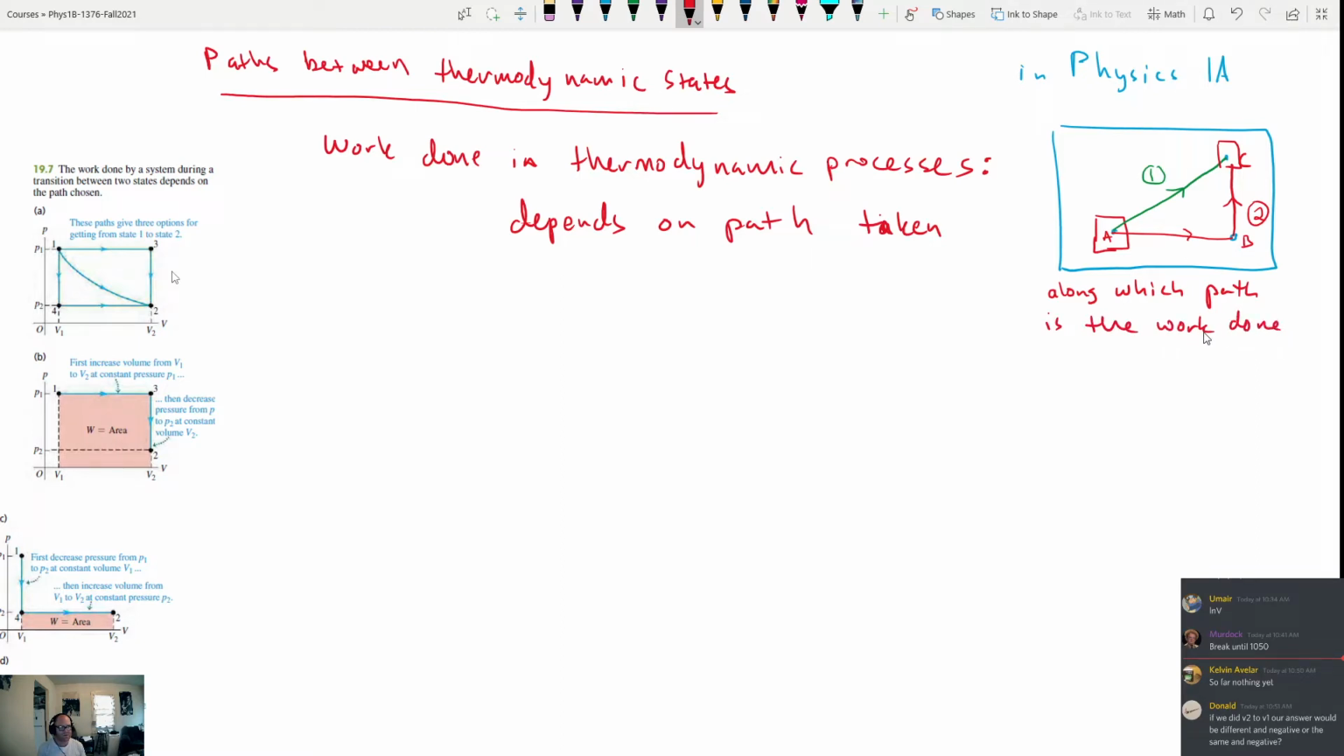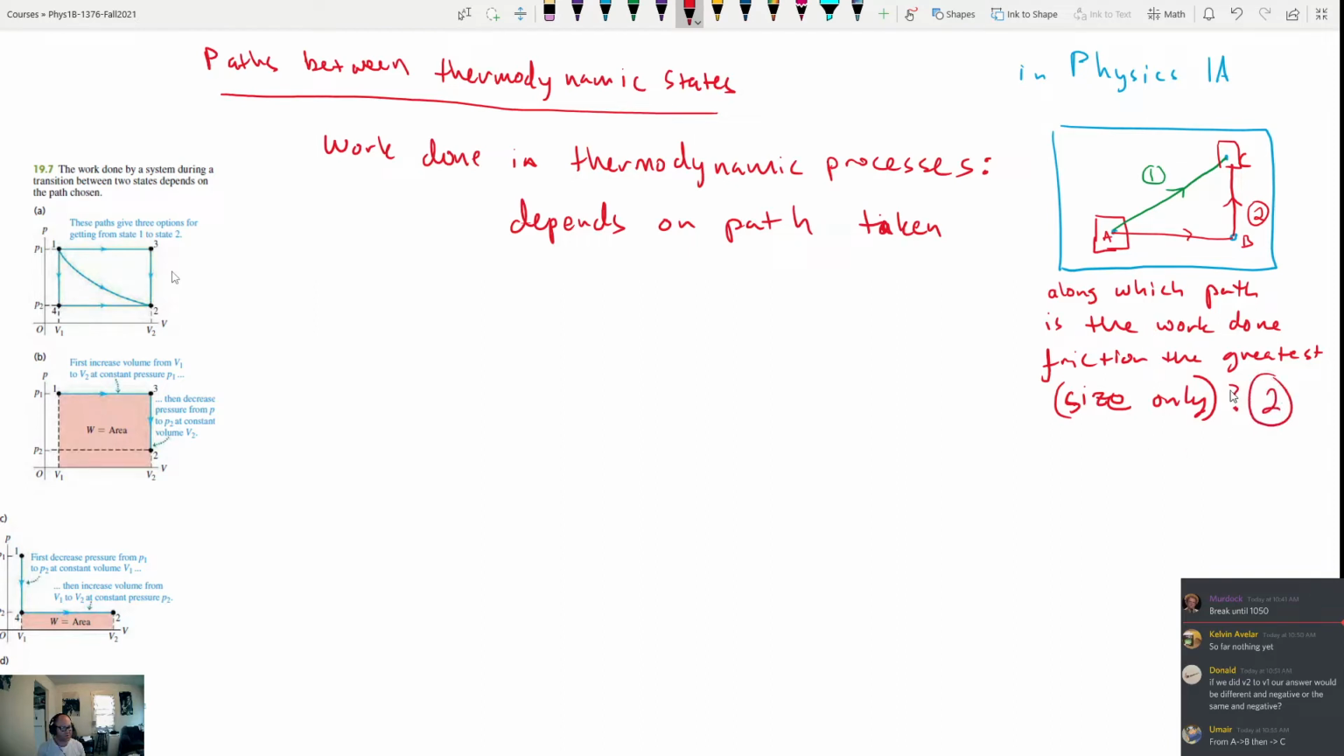Or I should say, the magnitude of the work done by friction, because you could say it's negative if you want to. Okay, so just the magnitude. Not the sign. Don't worry about the sign. Yeah, which is path 2, right? The answer is path 2, obviously.